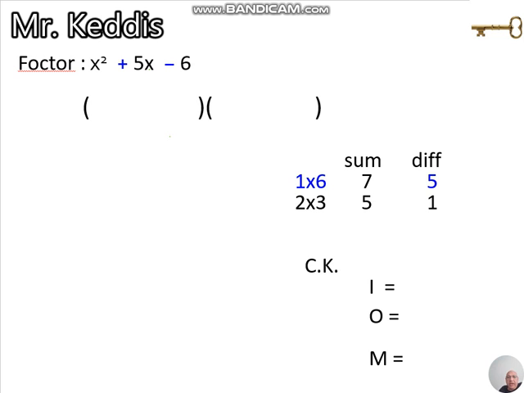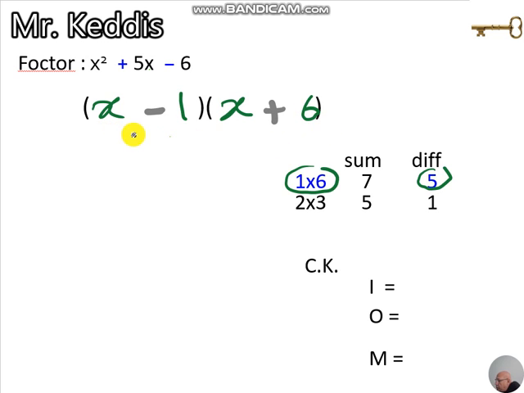To factor this trinomial, here x and x. Because the sign is negative, I look under the difference. Where is the difference that has 5? This one here, and this corresponds to 1 and 6. Because the sign here is negative, these two signs must be different. One is positive and one is negative.